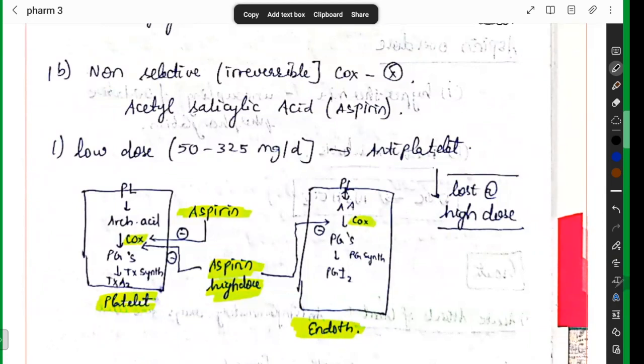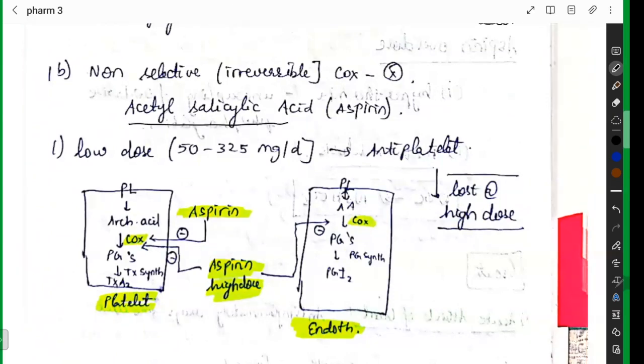Non-selective irreversible COX inhibitor. First, what did we see? We saw reversible COX inhibitors. Examples are piroxicam, then we read about ibuprofen, then we read about indomethacin. These are the 3 drugs which we saw. Now what we are seeing is the non-selective irreversible COX inhibitor. The example is going to be acetylsalicylic acid, or aspirin.